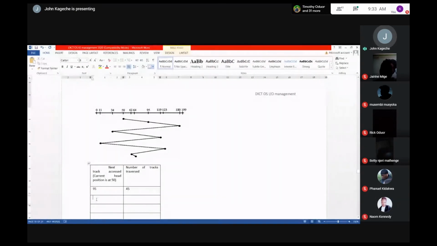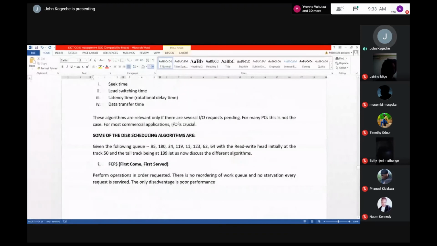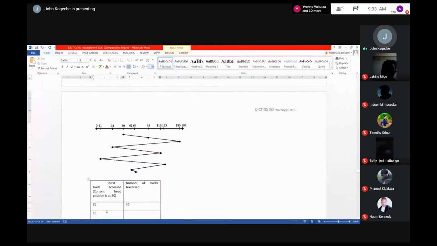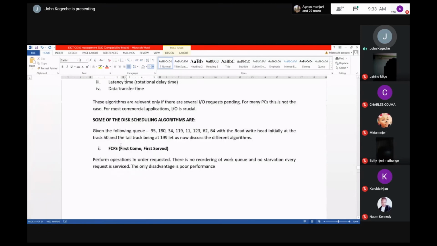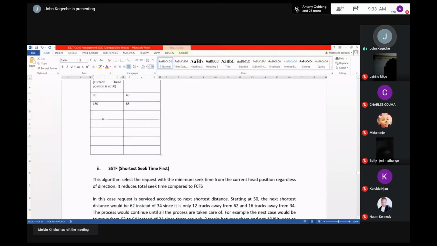And then from 95, you move to 180. So you'll come here and write 180. From 95 to 180, how many tracks will you have traversed? 85. And then from 180 we go to 34. You come here and write 34 because this is first in, first out. From 180 to 34, how many tracks? 146. You write 146.